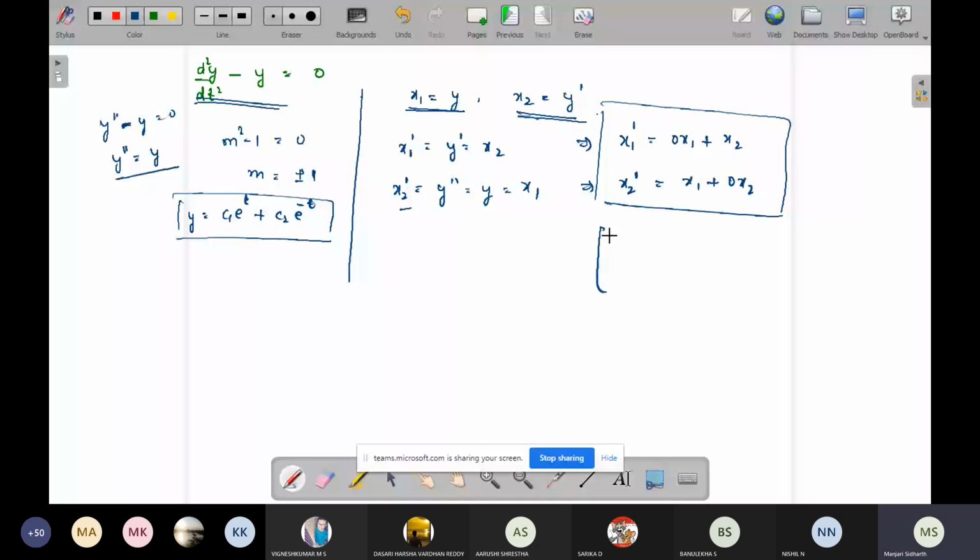If I simply write x1 dash, x2 dash equals the matrix 0, 1, 1, 0 times x1, x2, right? Now you can solve easily. This is your A matrix. Write its eigenvalues. Then with the eigenvalues, the homogeneous system of equations you can solve easily.